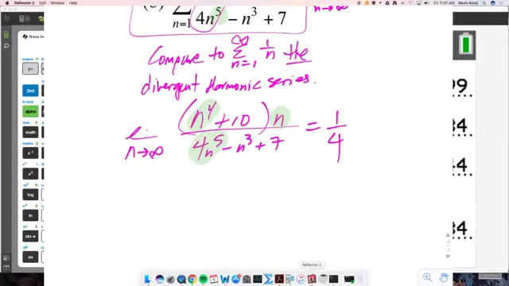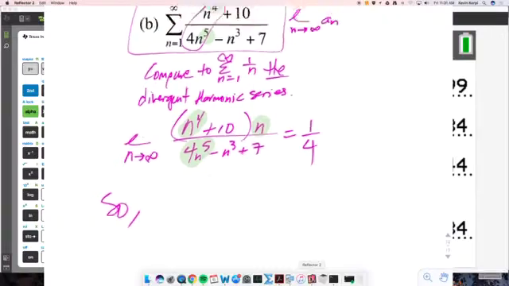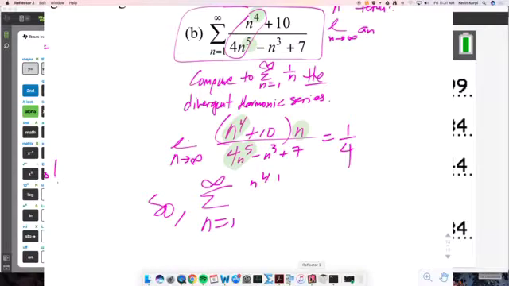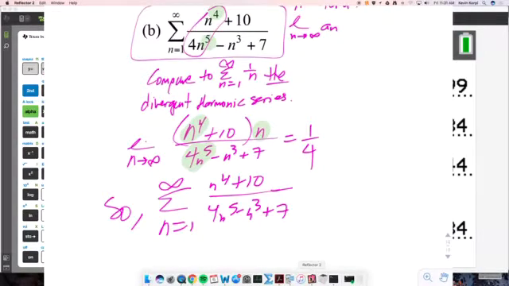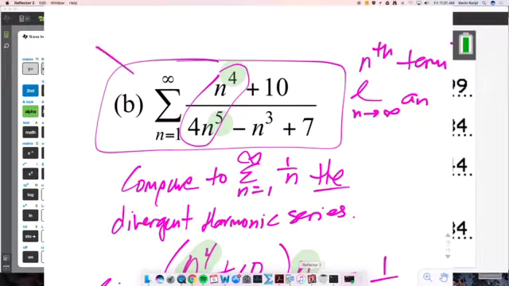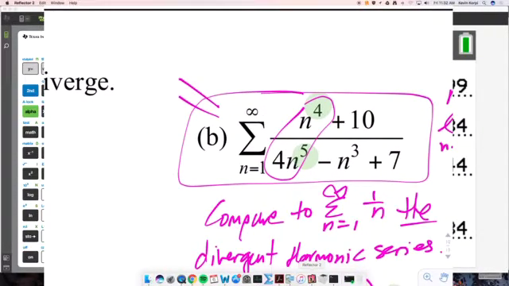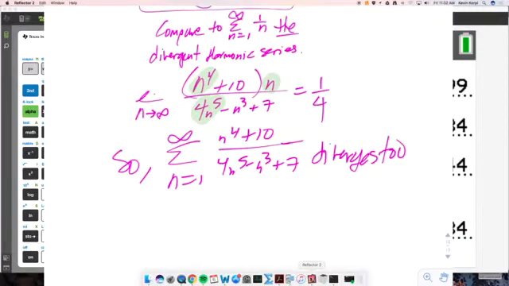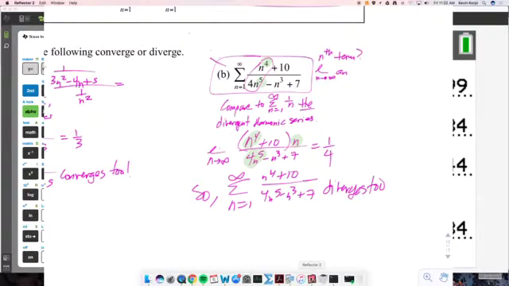Is 1/4 positive and finite? Yeah. So the original series, n to the 4th plus 10 over 4n to the 5th minus n cubed. You can't just say so the series diverges, unfortunately, because we now have two series listed. So you could write it out again, and then say it diverges too. Or you can get in the habit of coming up here and labeling that as like J or something, some kind of strange letter. So J diverges too. Okay, but I'll just write out the actual.